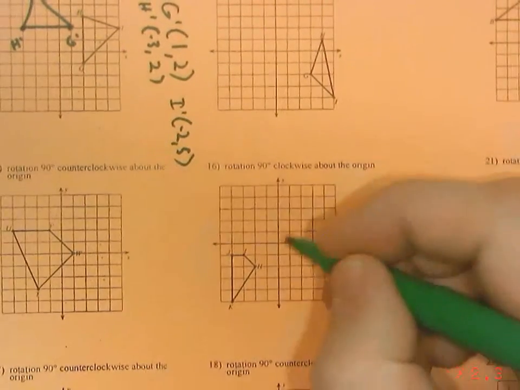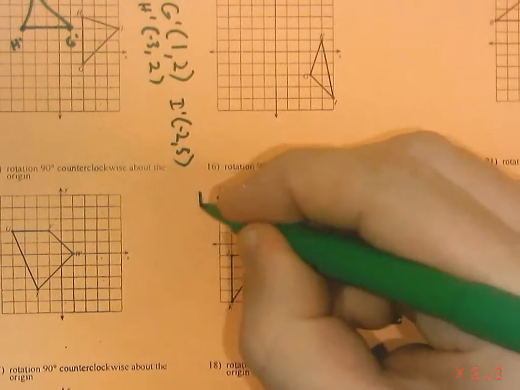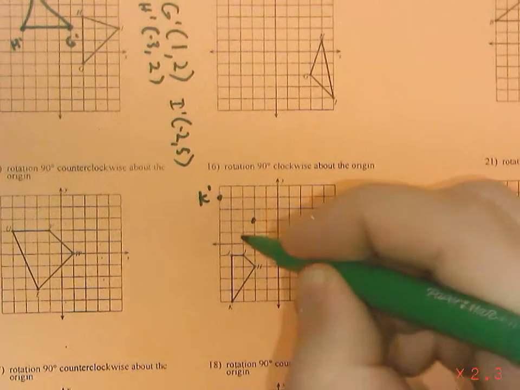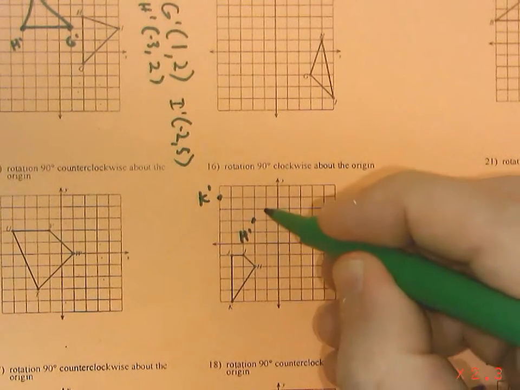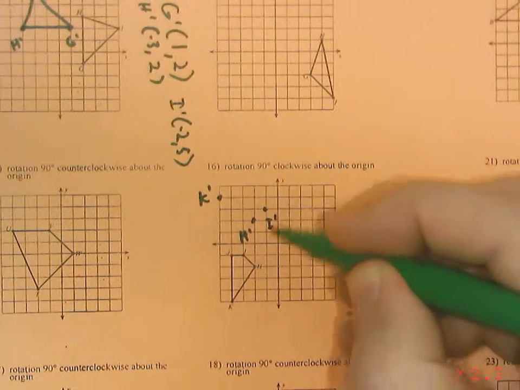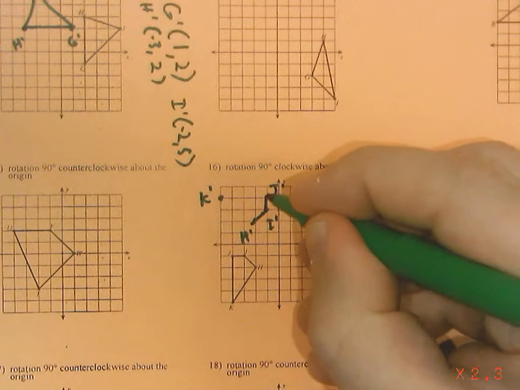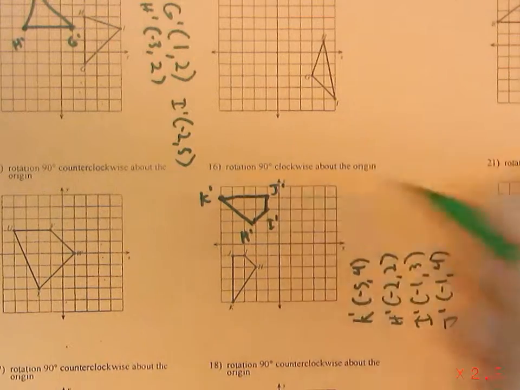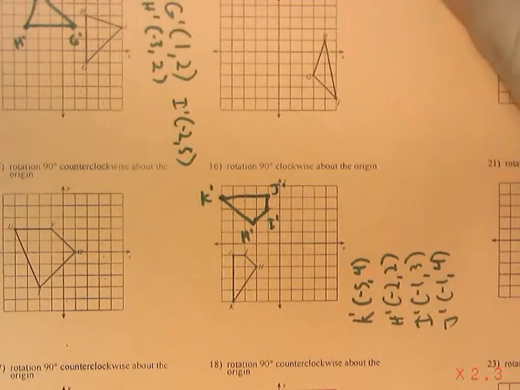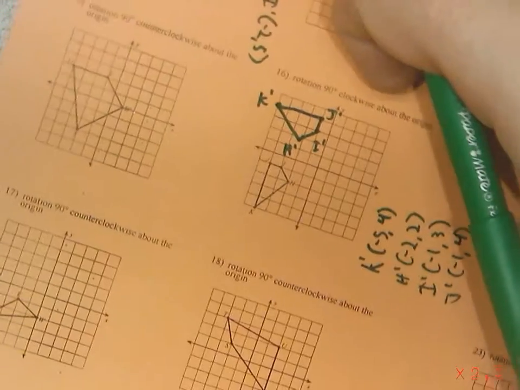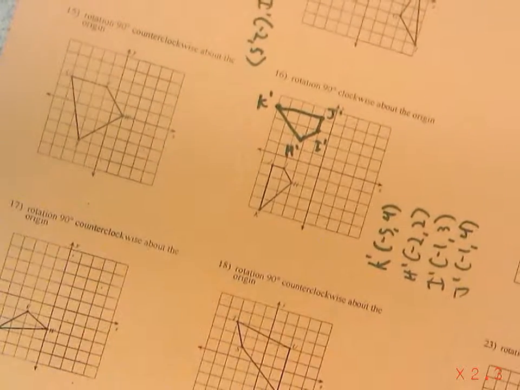So now I just turn my paper back and plot those points. So negative 5, 4 was K. So K prime. H was negative 2 and 2. So there's H prime. I was negative 1, 3. I prime. J was negative 1, 4. J prime. And connect those points. And there's my shape, rotated 90 degrees clockwise. Again, just to check, looks like it's the same, right? That's what it should look like. That's what it looks like. So yeah, and that's all you're doing for the rotations.